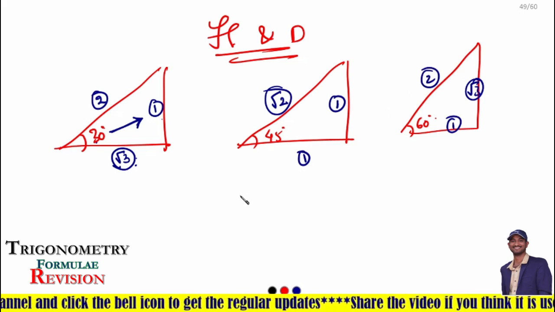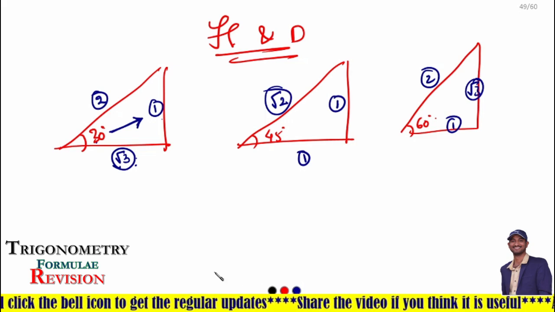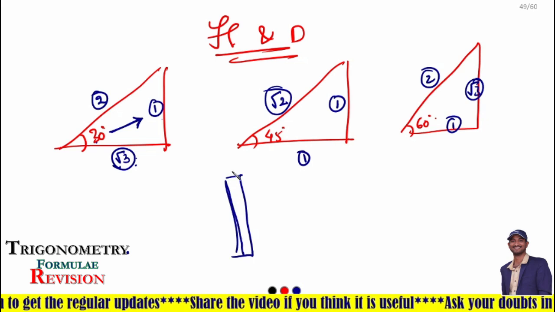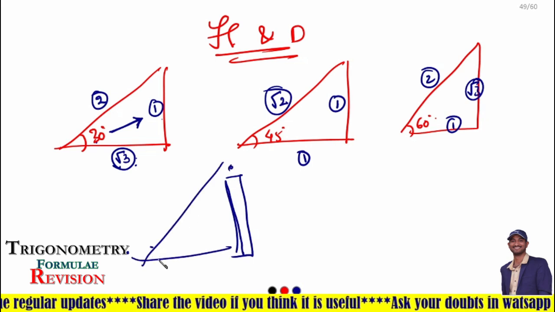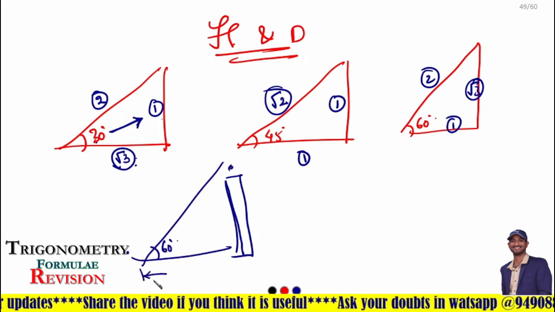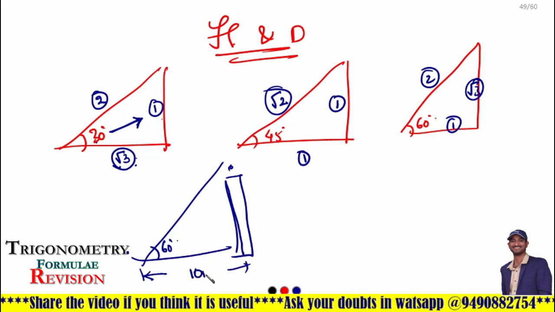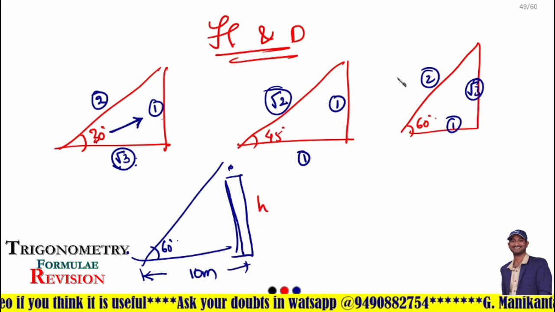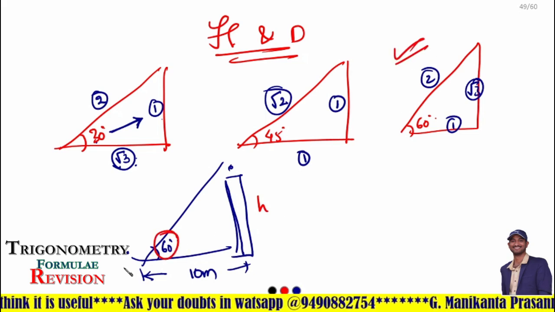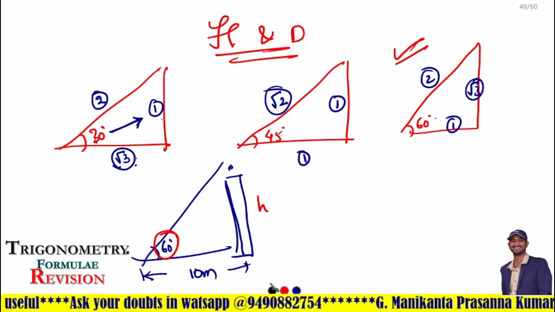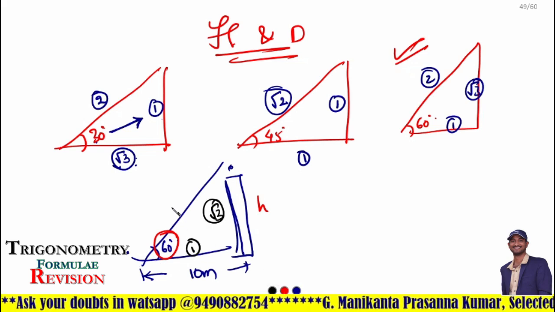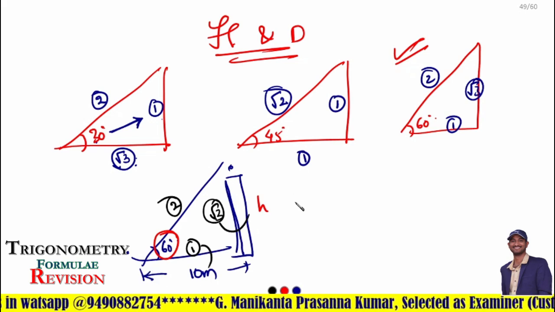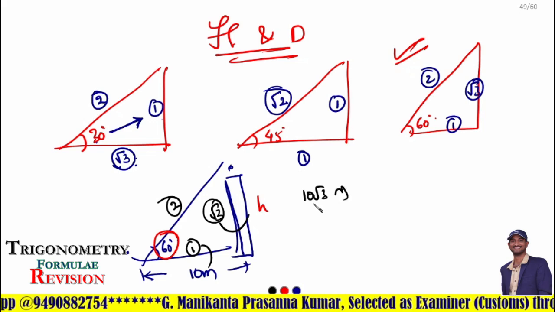Sir, what are you telling from these diagrams? Suppose a person is observing the top of a tower with an elevation of 60 degrees, and the distance between the person and the tower is 10 meters. What is the height of the tower? You can simply remember this diagram. For 60 degrees, it is root 3 parts, 1 part and 2 parts. 1 part represents 10 meters, so root 3 parts, the height of the tower, is 10 root 3 meters.